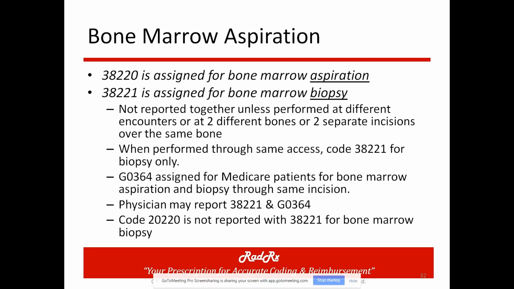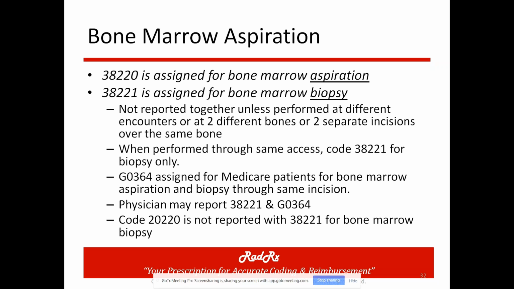So currently we have 2 codes. We have 38220, which is for a bone marrow aspiration. And then we have 38221, which is assigned for a bone marrow biopsy. With these codes, they cannot be reported together unless they're performed at 2 different encounters.